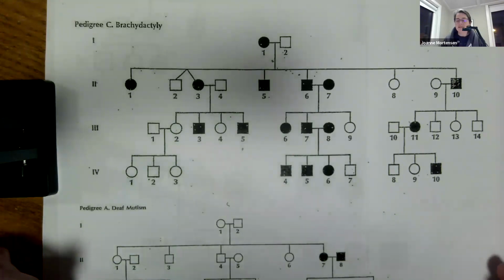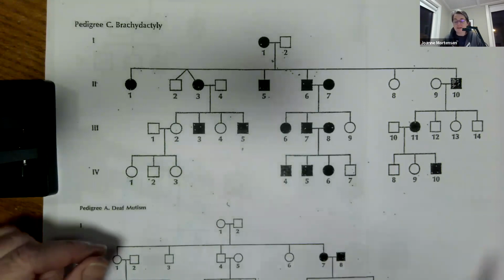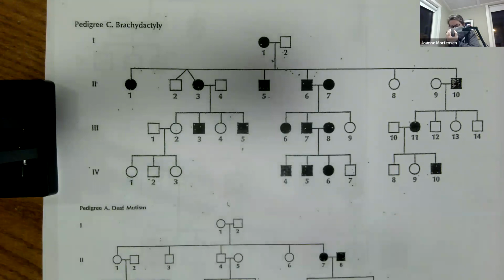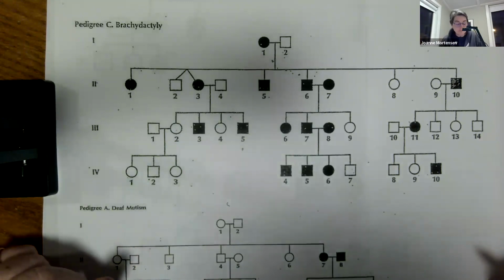This one is brachydactyly. I say that with confidence tonight because, oh, sorry. Oh, sorry. There it is. Okay, brachydactyly, because I looked it up.